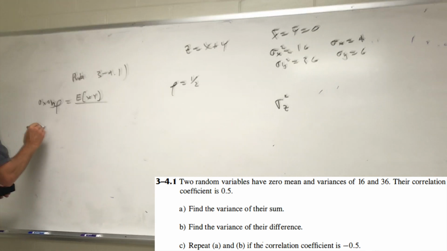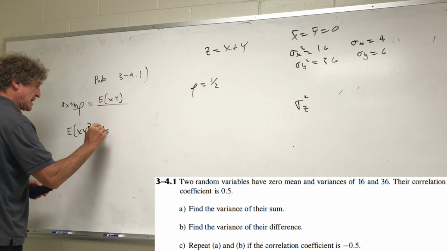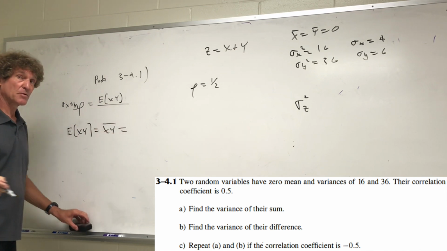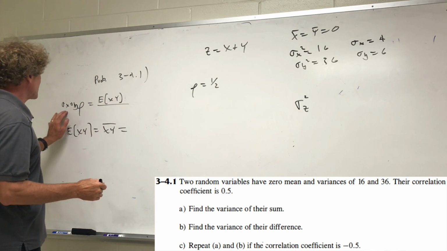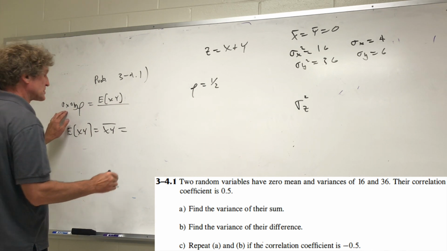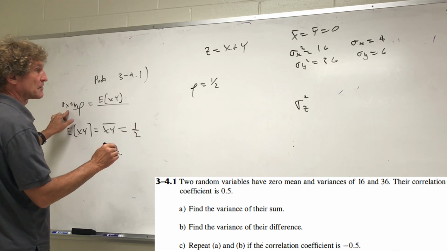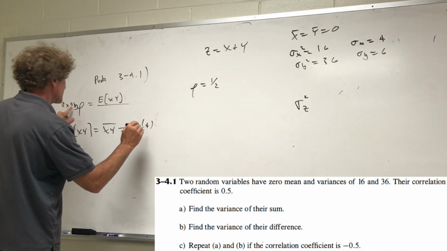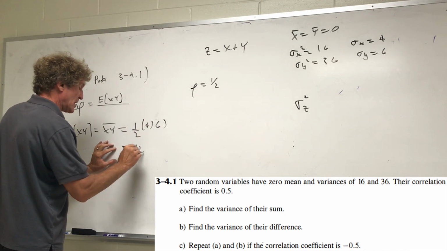And what that means is the expected value of x times y is equal to x y bar. I'm writing it both ways just to make sure I'm complete here, so if you're looking through your notes at some point. So that equals sigma x times sigma y times rho. Rho is 1/2. Sigma x is 4, right? And sigma y is 6. So what is that? That's 24 over 2 is 12. You agree, class?